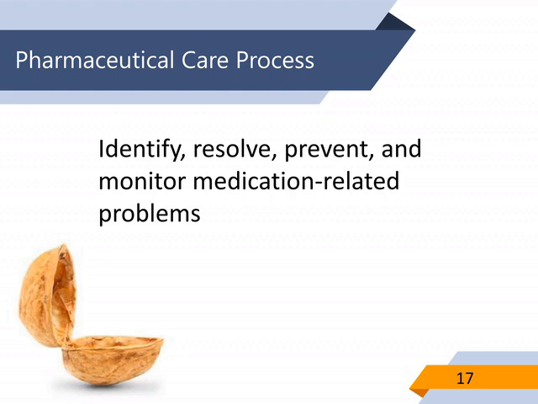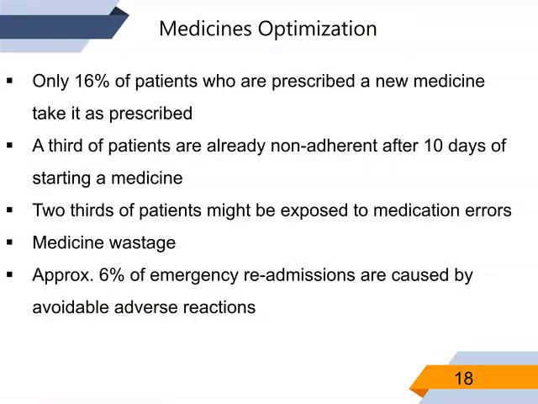In a nutshell, the pharmaceutical care process is to identify, resolve, prevent, and monitor medication-related problems. In our upcoming lectures, we might have some case studies in order to further understand the pharmaceutical care process. Now we will study what medicines optimization is. Let's review some data about adherence with medications.